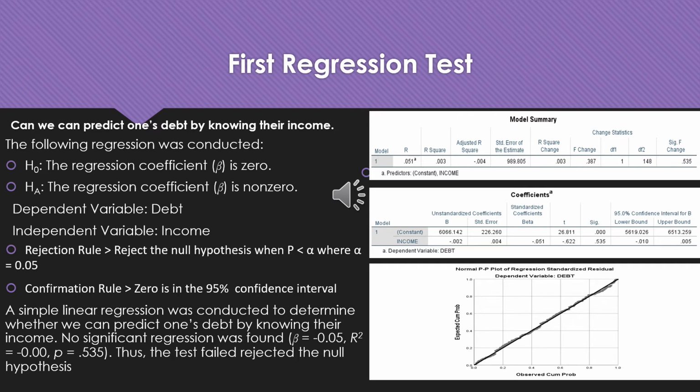Beta was equal to 0.05. The R squared was equal to negative 0.00, and the p-value was 0.535. Thus, the test failed to reject the null hypothesis. The tabulations and graphs are at the side.